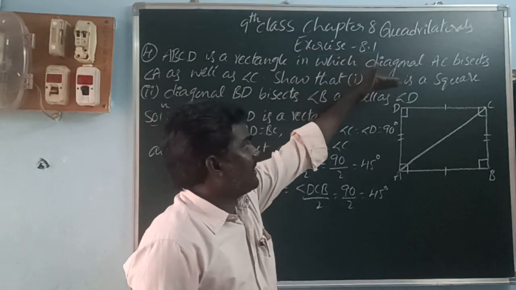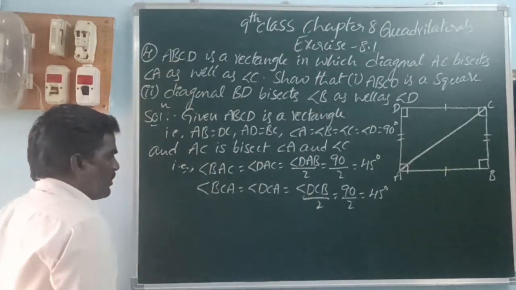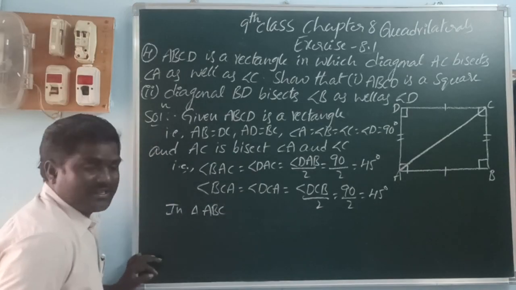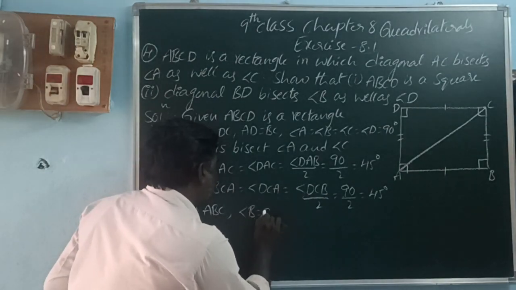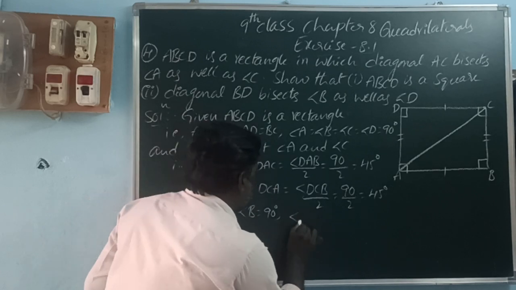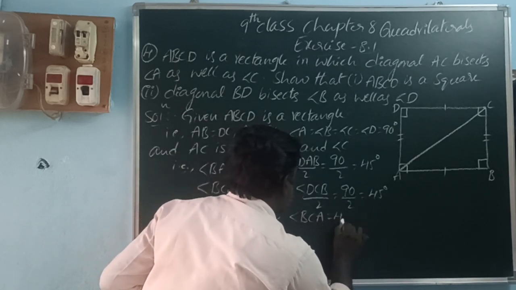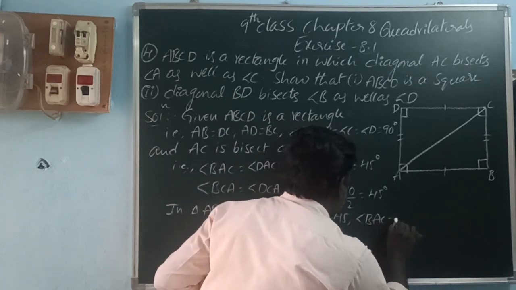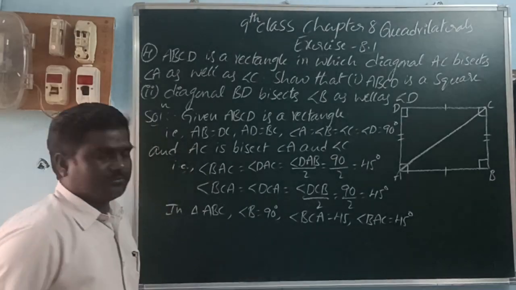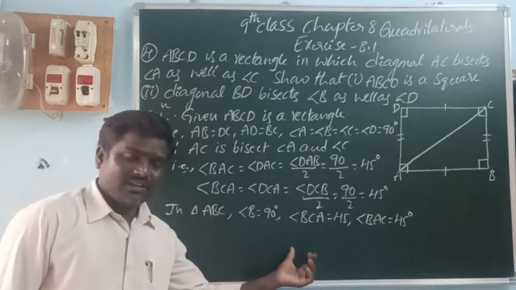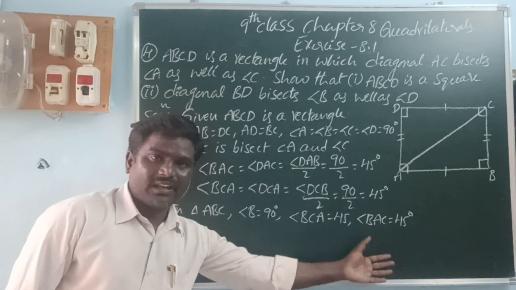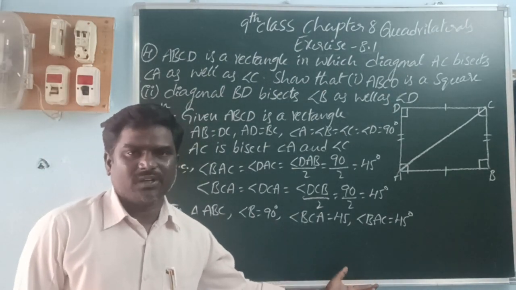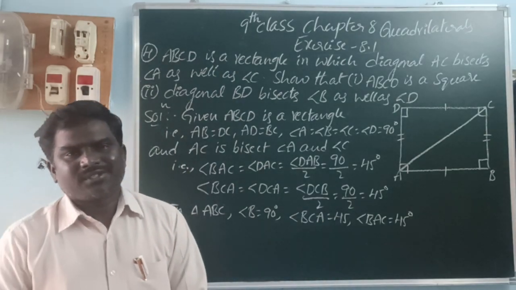So here we have to show that ABCD is a square. In triangle ABC, angle B is equal to 90 degrees. Next, angle BCA is equal to 45 degrees. Next, angle BAC is equal to how much? 45 degrees. So which triangle is it? Triangle ABC is a right isosceles triangle. Isosceles means any two sides are equal or any two angles are equal. The triangle is called a right isosceles triangle.